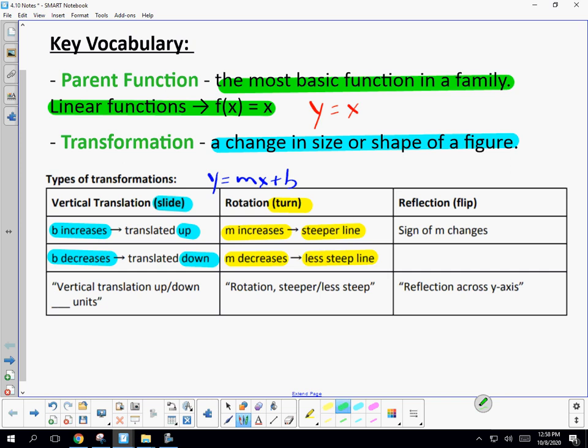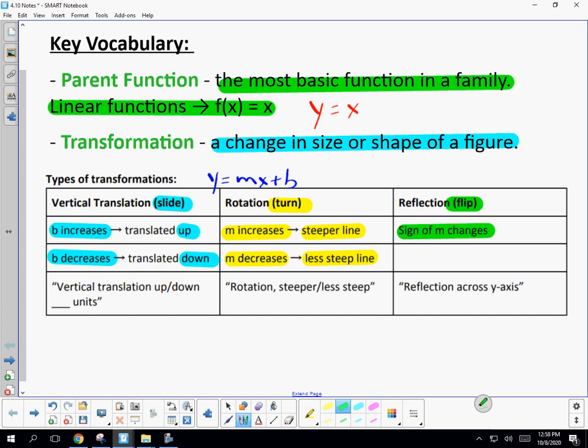And the last one is a reflection or a flip. This is when the sign of the slope changes. If it was positive, it becomes negative. If it was negative, it becomes positive. The way that we describe that is we say this is a reflection across the y-axis.